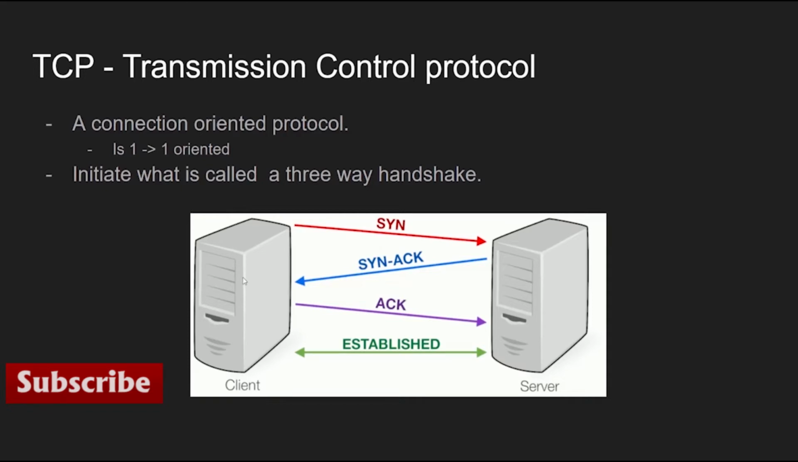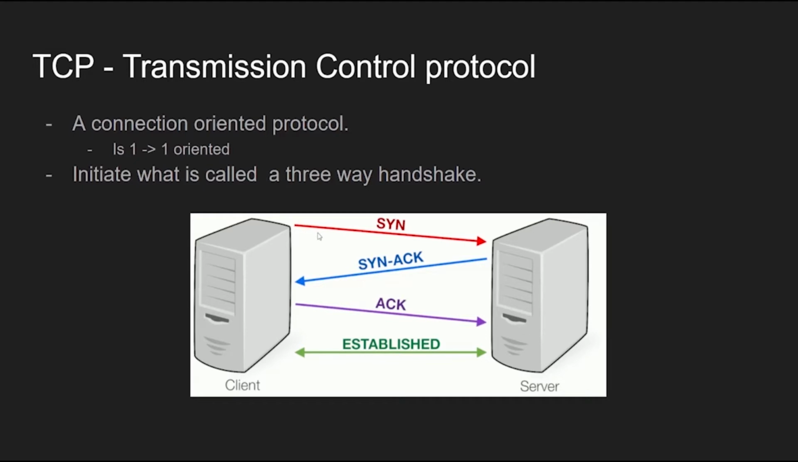So for example, if we have a client that wants to talk to a server, the first thing the client is going to do is send a message to the server. Then the server acknowledges that message, saying, I received your message, do you receive mine? Then the client says, as the last part of this three-way handshake, yes, I received it, and now the connection is established.